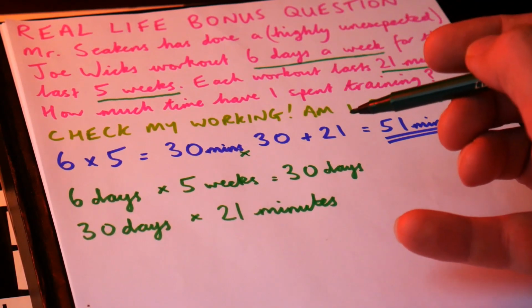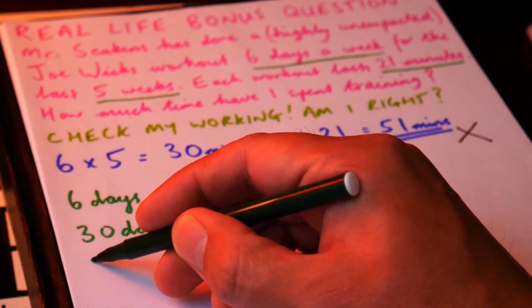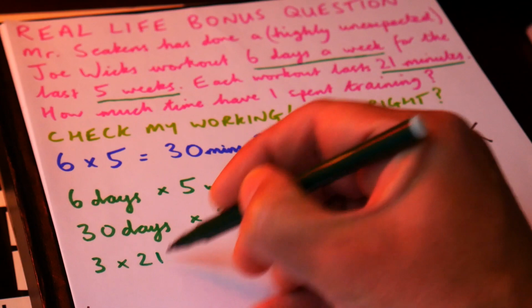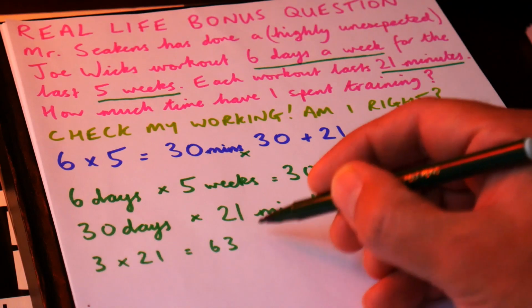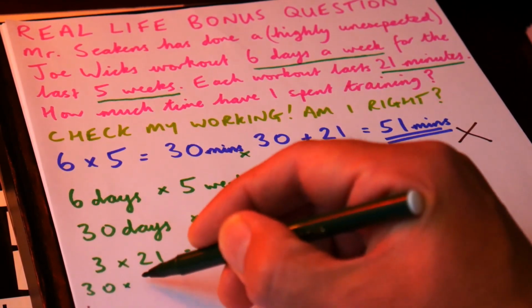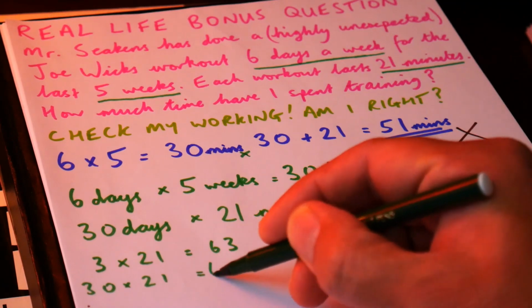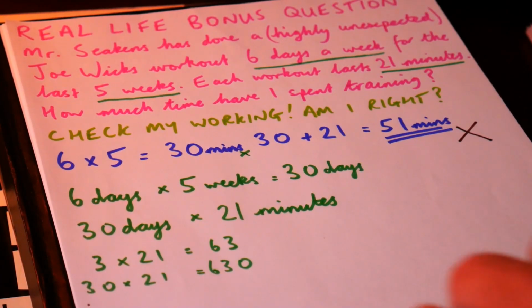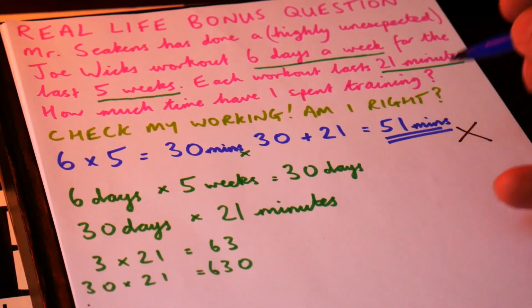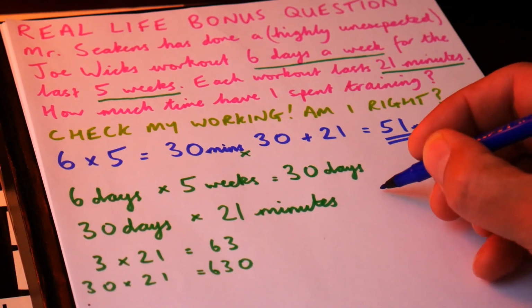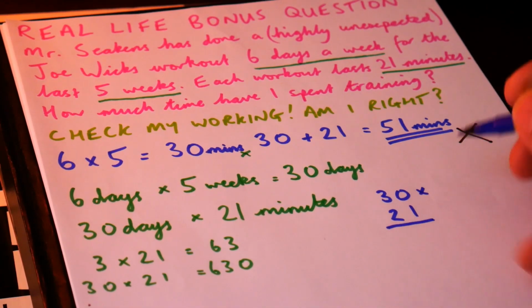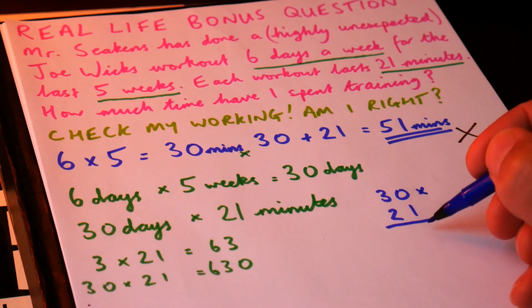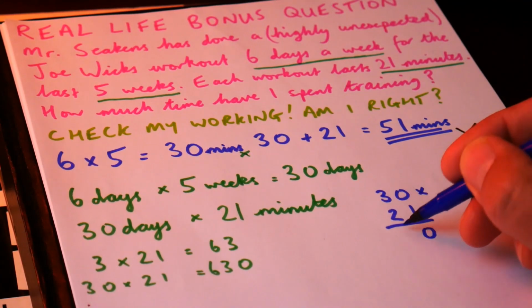But let's do the written way to double check. All right, we can do it partitioning. 3 times 21 equals 63, and therefore 30 times 21 will be 63 times 10, which is 630. Boom. Or we can do it in the formal written method, which is always good to practice. So let's write that down somewhere over here, shall we? So let's do 30 times 21. Draw a line underneath, and we're going to do 30 times 1 first. So 0 times 1 is 0, 3 times 1 is 3.